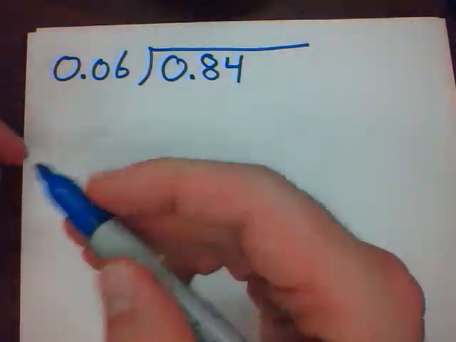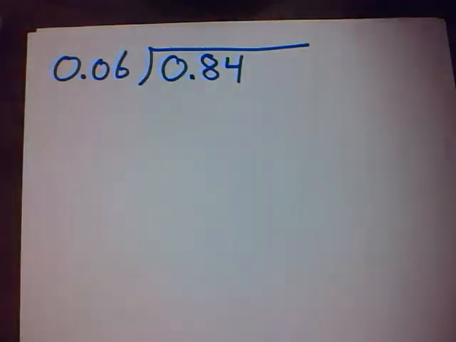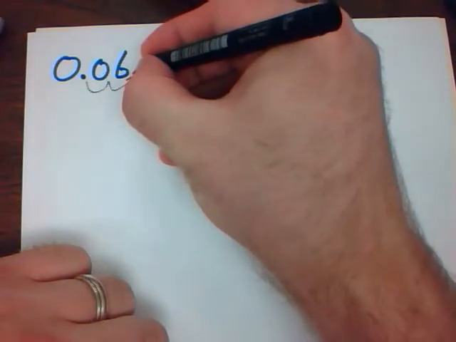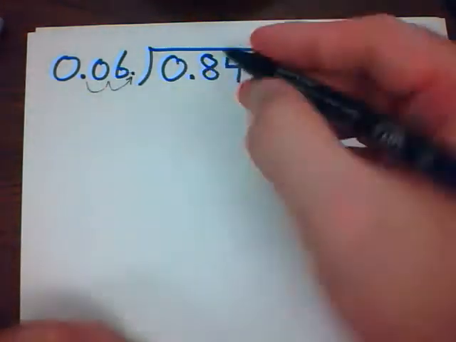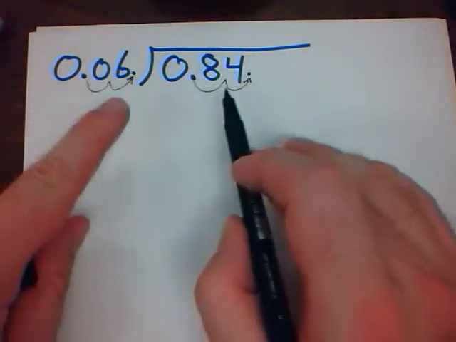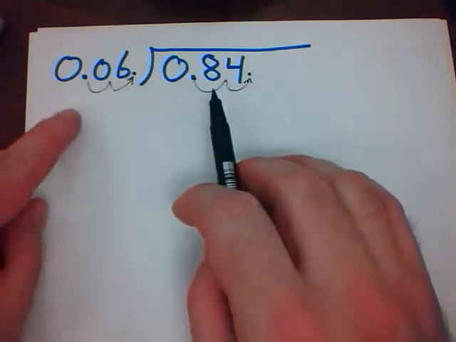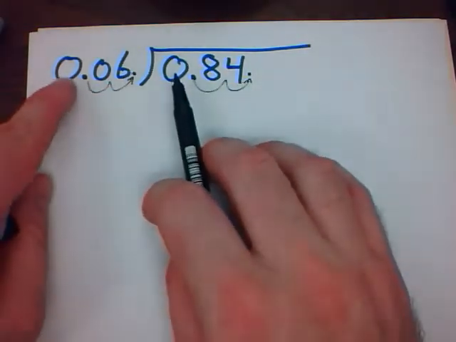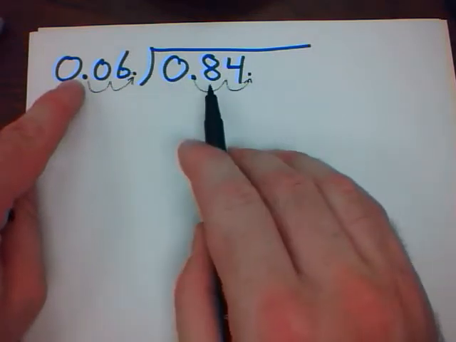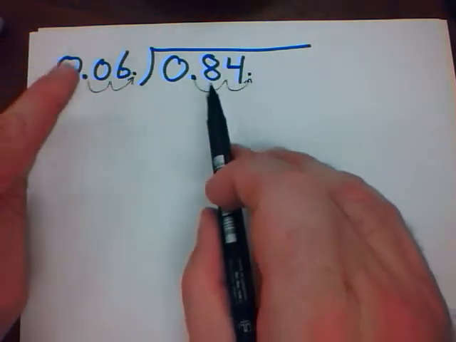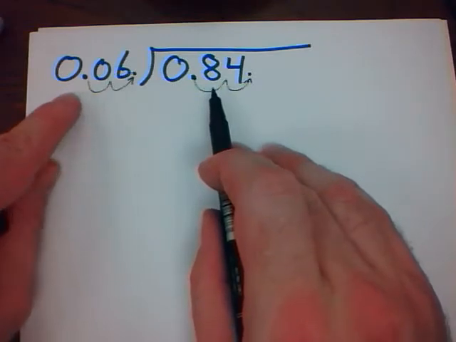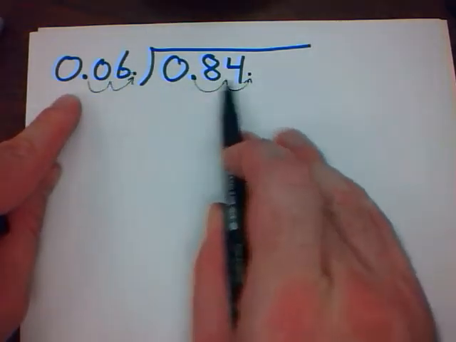What I can do is I can move the decimal. I can take this decimal and go 1, 2, move it here. However, if I move it 2 spaces here, I must also move it 2 spaces here. Now you might think, but didn't you just change the question? Well, the answer will be the same. As long as the decimal moves the exact same number of spaces in both parts of the question, it will work every time. But it must move the exact same number of spaces.